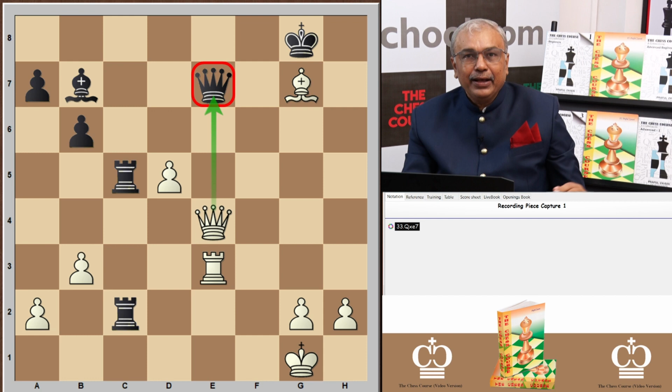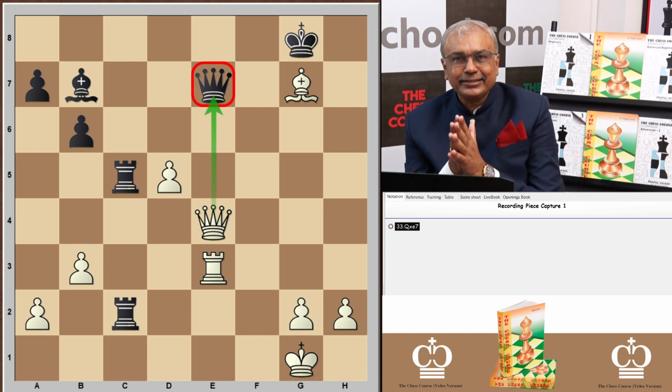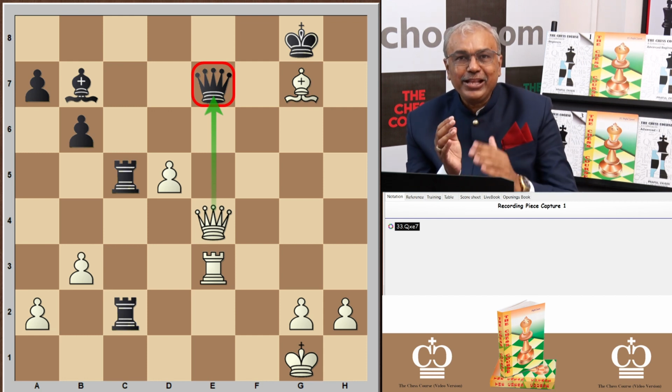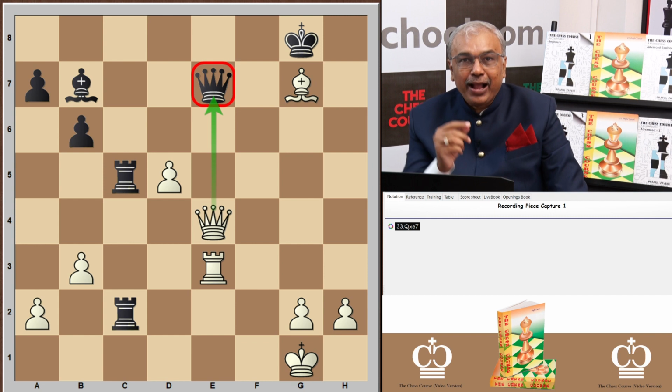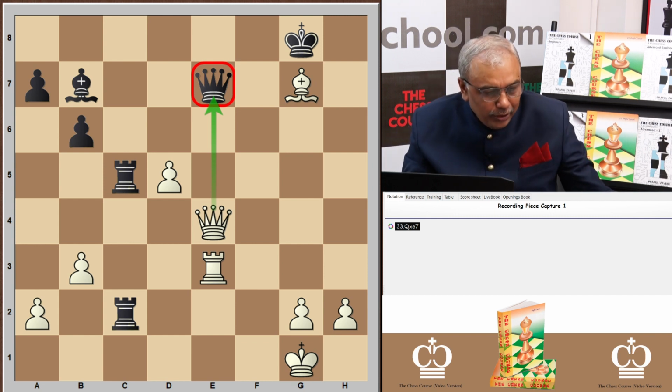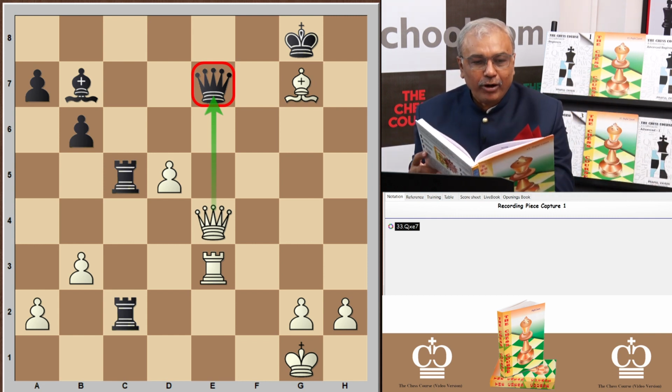Well, let me read out the order. It's almost the same as recording movement of a piece from one square to another, but to indicate a capture, that is indicated by a small x sign. So let me read out the order for this.